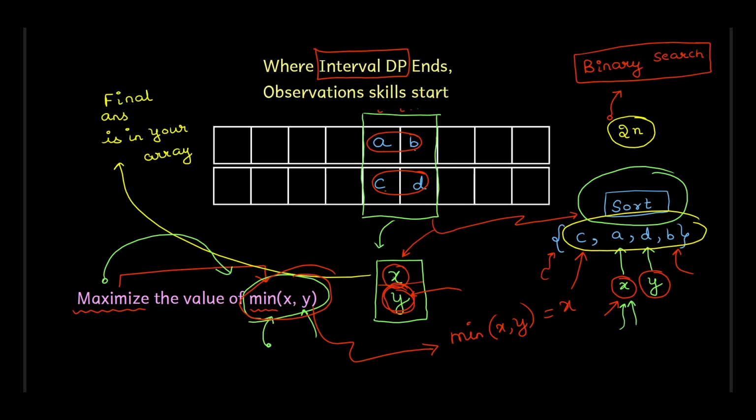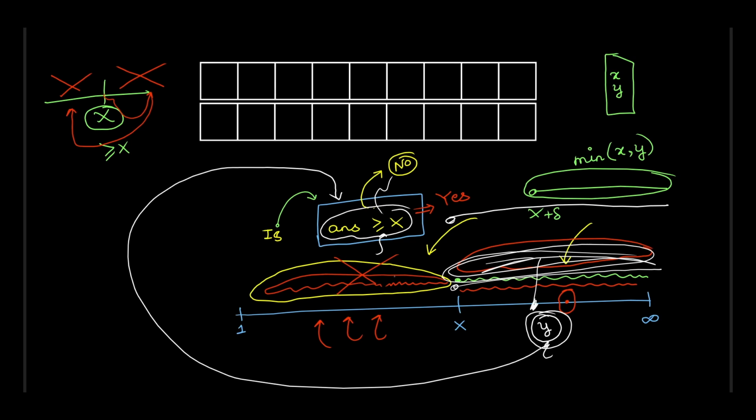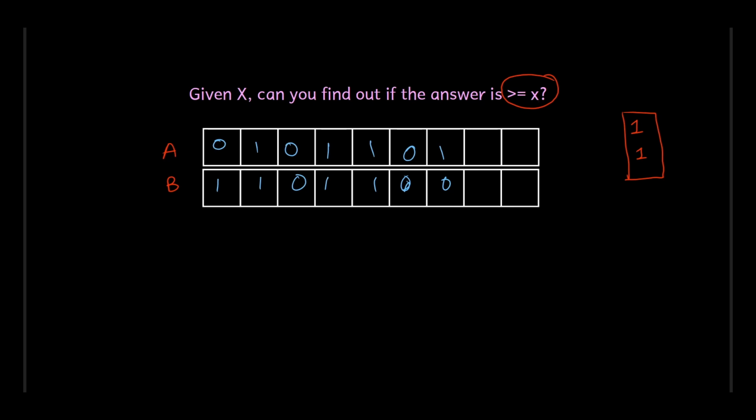Now you can see that all of this we have done so that we can get into a known territory and we can apply some data structures and algorithms to simplify it further. But can we do some more simplifications on this?